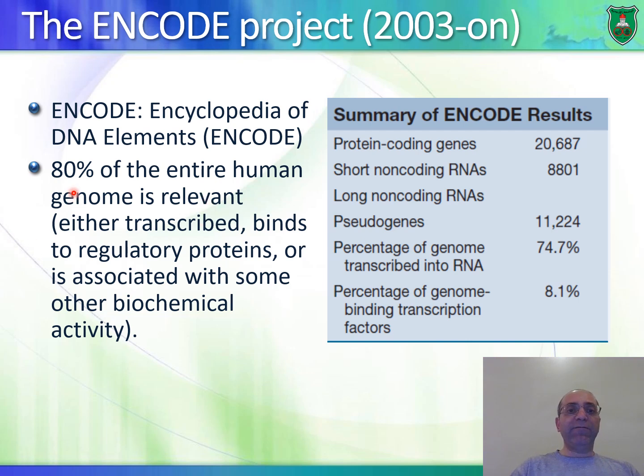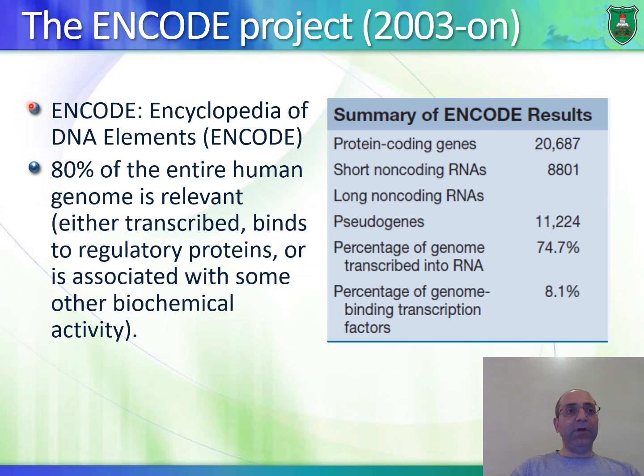Now, in addition, you have other regions that are important. They are binding sites for regulatory proteins, or they are associated with other biochemical activities. So if you look at the table here, taken from Cooper's textbook, they realized from the ENCODE project that there are about 20,000 plus genes. You have something known as short non-coding RNAs, and actually the numbers are larger than that. And you have long non-coding RNAs as well, and you have pseudogenes.